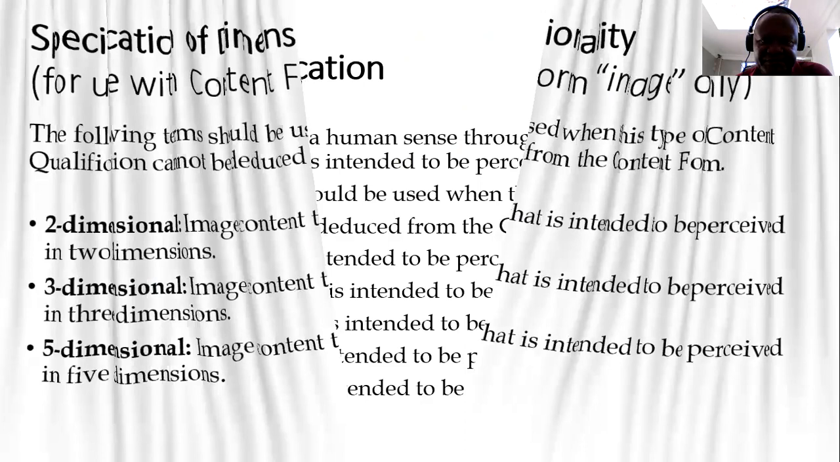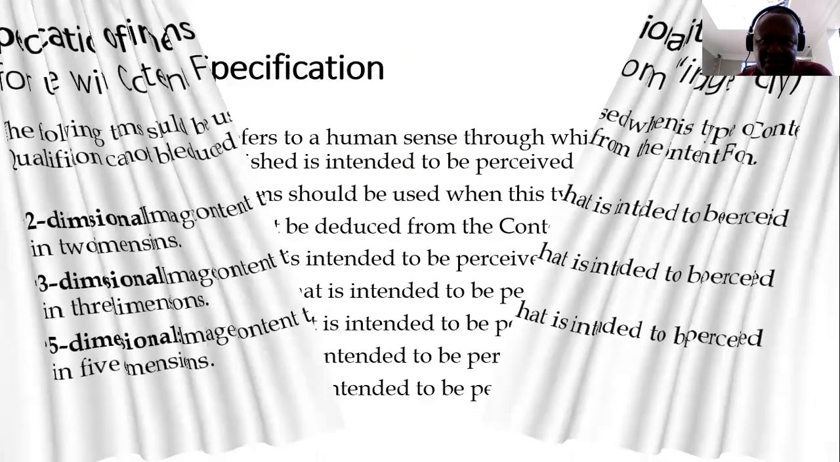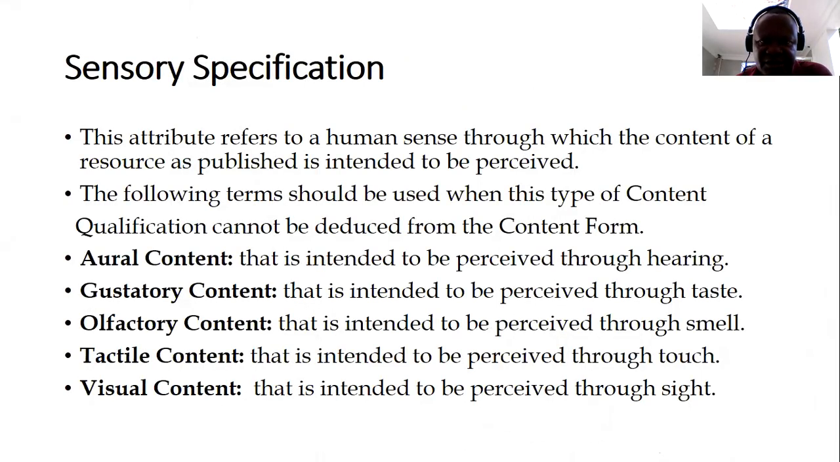Lastly, sensory specification. This is where you have to use some sense, or you have 5 senses: smell, touching, etc. This attribute refers to a human sense through which the content of a resource as published is intended to be perceived. And the following terms should be used when this type of content qualification cannot be deduced from the content form. There are 1, 2, 3, 4, 5.